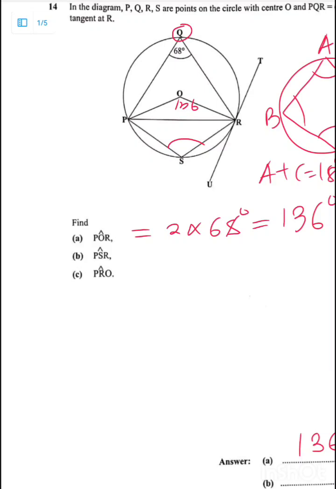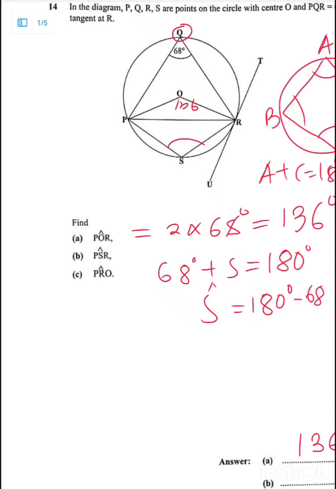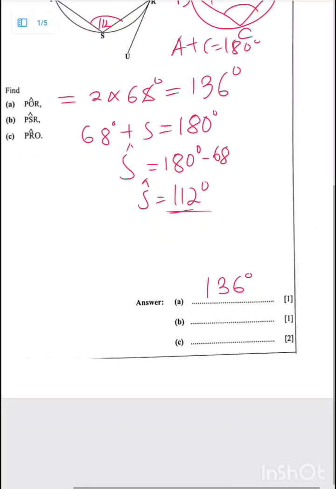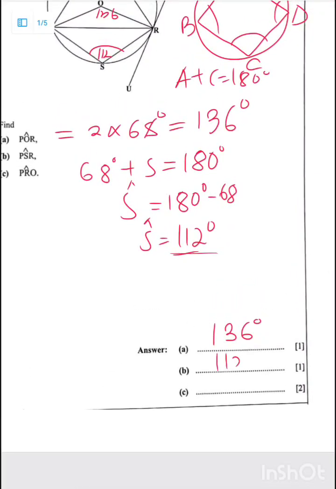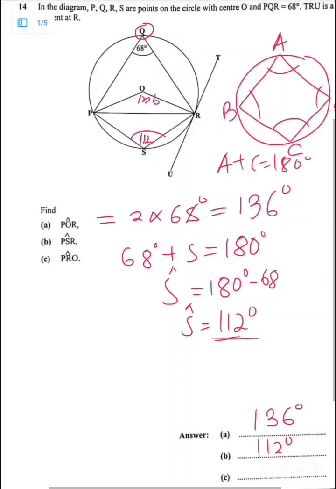So going back to our equation, we have 68 degrees plus S. It should give us 180 degrees. So S, which is angle S, is equal to 180 degrees minus 68 degrees. So 180 minus 68, I'm getting 112 degrees. So this angle here is 112 degrees. So we come here and record it nicely, 112 degrees. Don't forget to record whatever you are finding. All right, then we go to C.